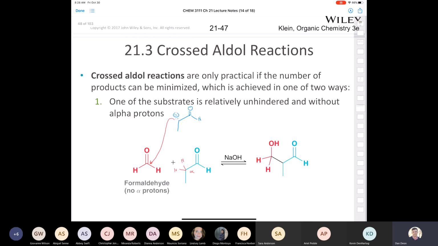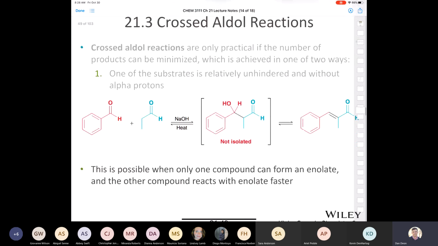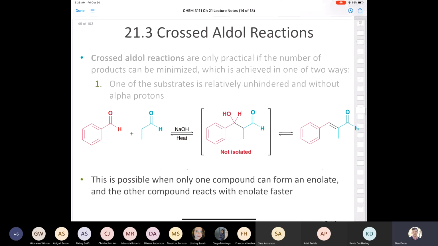As I said, there's a couple of ways to get around it. So what's the second way? This is just more information on the first one. Here's a specific example. If you take benzaldehyde, this is benzaldehyde right here, the same thing applies here. It's got no alpha protons, and so the propionaldehyde is going to attack the benzaldehyde.